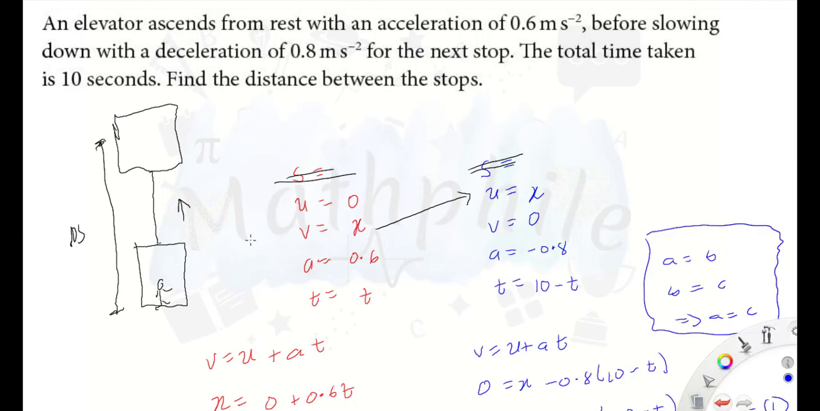Okay, so the answer from rest, going down for the next. So the distance between the stops is just the summation of the two distances. Are you getting me? Find the distance between the two stops. It was two stops, just two stops over there.